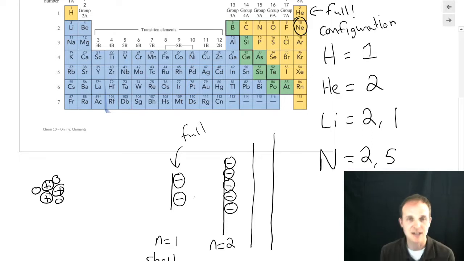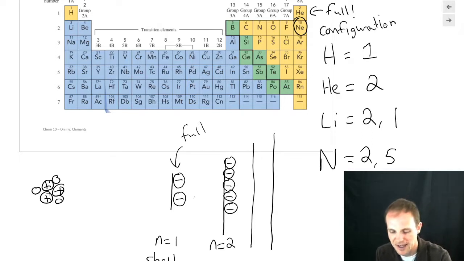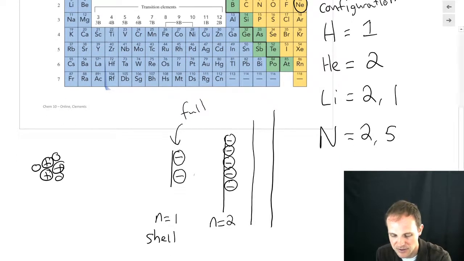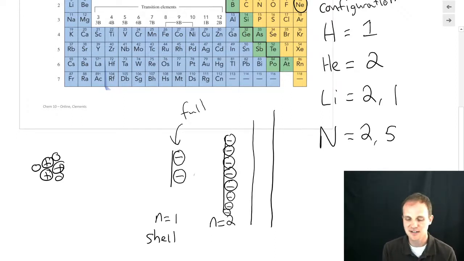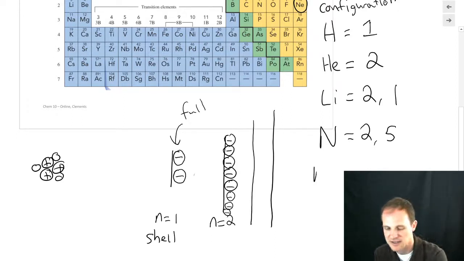It's got 10 electrons. 2 are going to go in that first one because they want to be as close as possible. And 8 are going to go in the second one. I've got 1, 2, 3, 4, 5, 6, 7, 8. I had to squeeze that last one in. So there's 8 in the second row. So if we get to neon, that's going to be 2, comma 8.